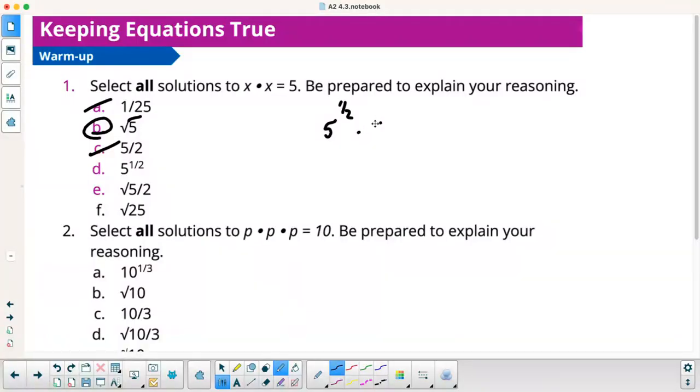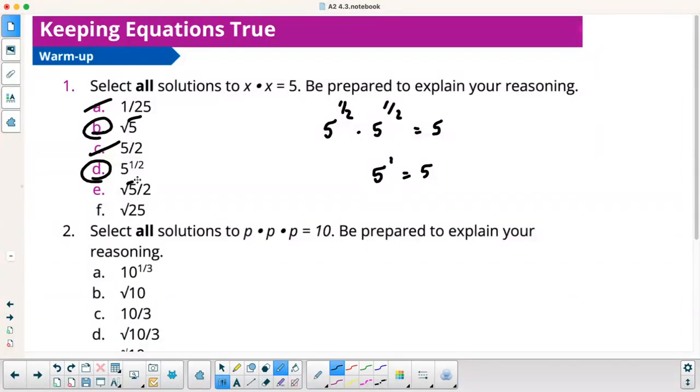5 to the 1/2 times 5 to the 1/2. When you multiply, if you have the same base, you add your exponents. So 1/2 plus 1/2 is 1. So 5 to the 1 is equal to 5. Yeah, these are equal. So that's good.